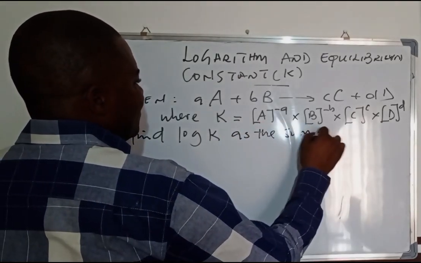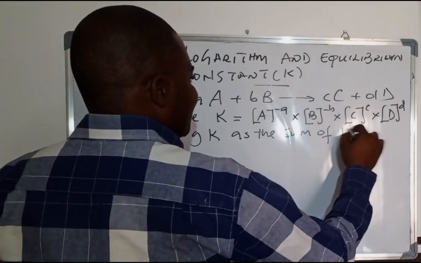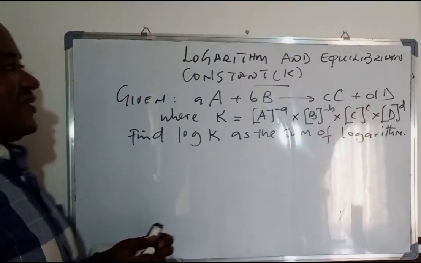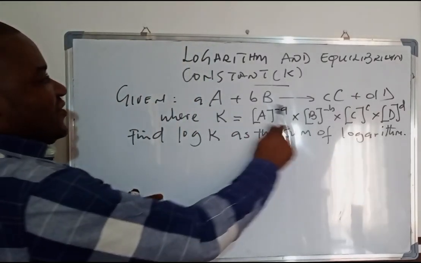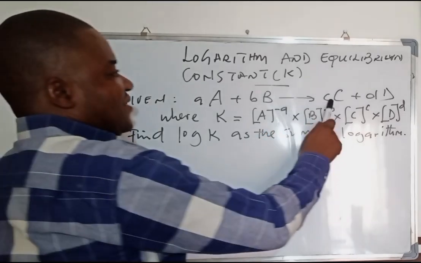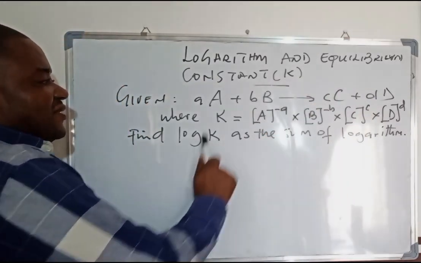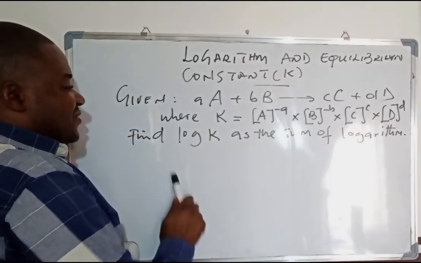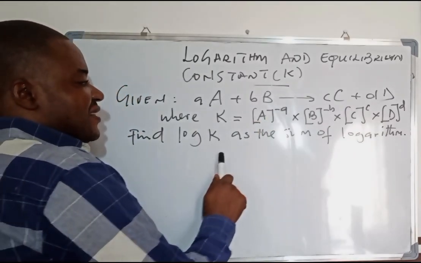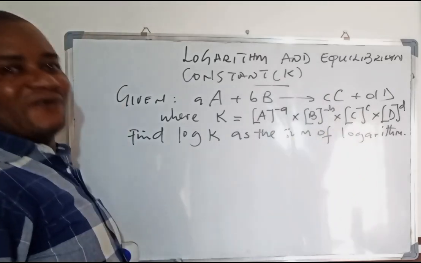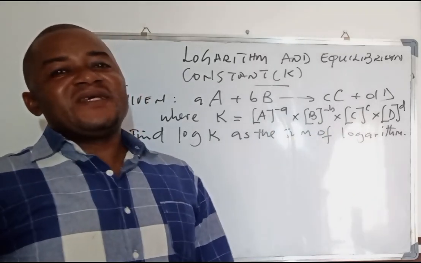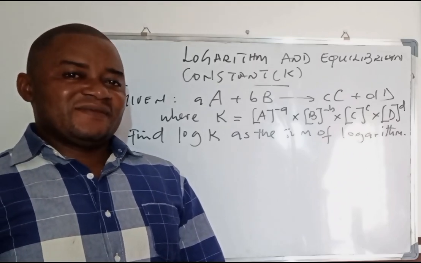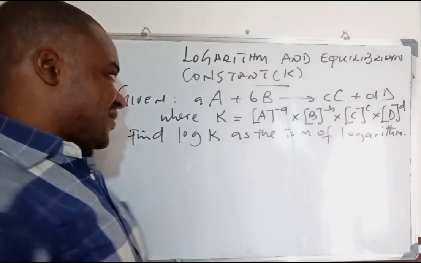Find the logarithm of K as the sum of logarithms. Okay, so you can see how it is. Now we are given this equation A plus B giving us C plus D, and we are told that the equilibrium constant is this, and we are expected to find the log of K as the sum of logarithms. How do we apply the laws of logarithm to be able to get the logarithm of an equilibrium constant? Now we're going to see how that is possible.